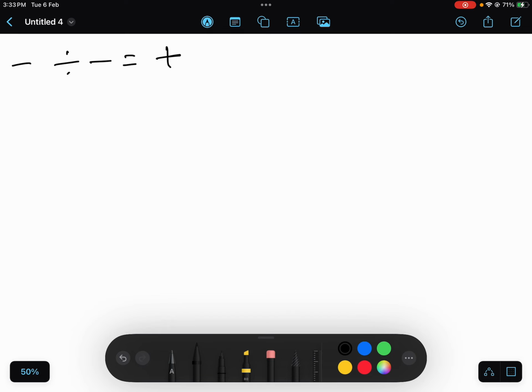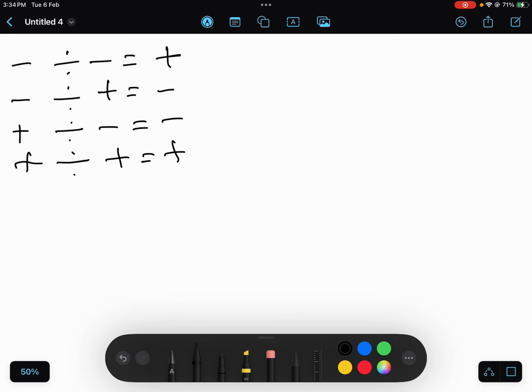Minus into minus is also plus. Minus divided by plus is minus. Plus divided by minus is minus. And then plus divided by plus is plus. So you see that the rule is the same as we had in multiplication.